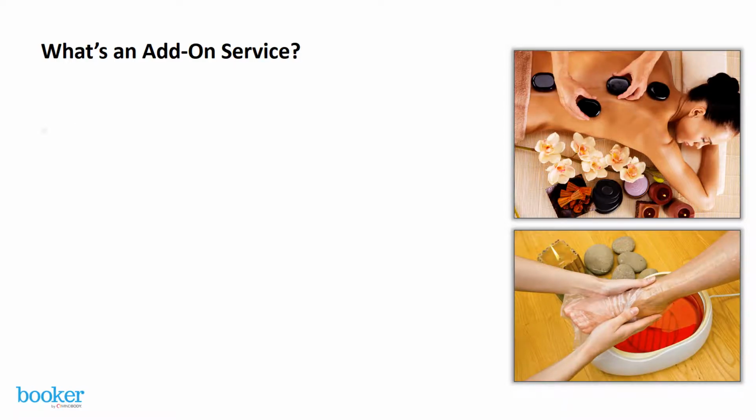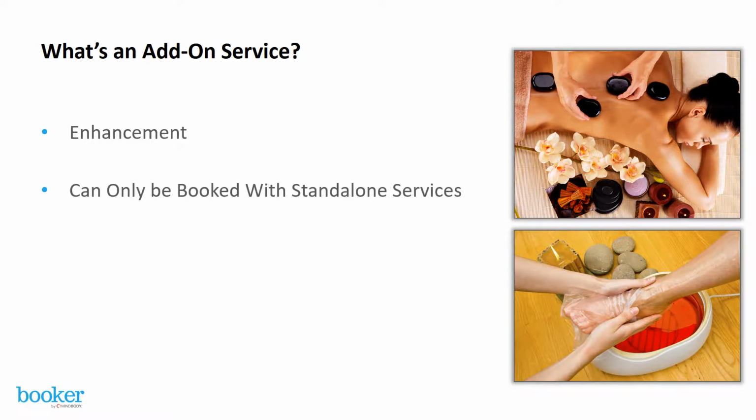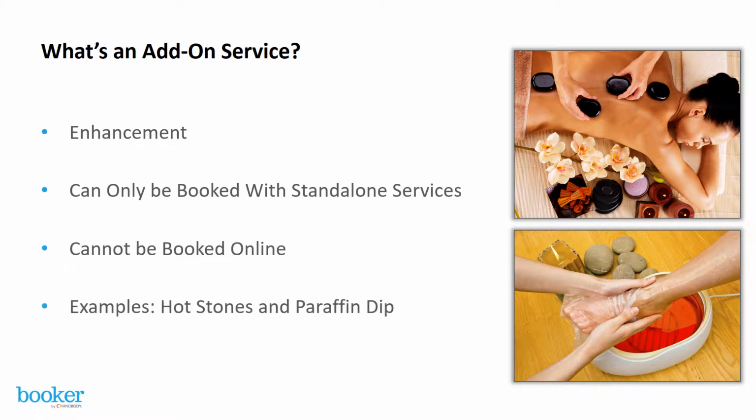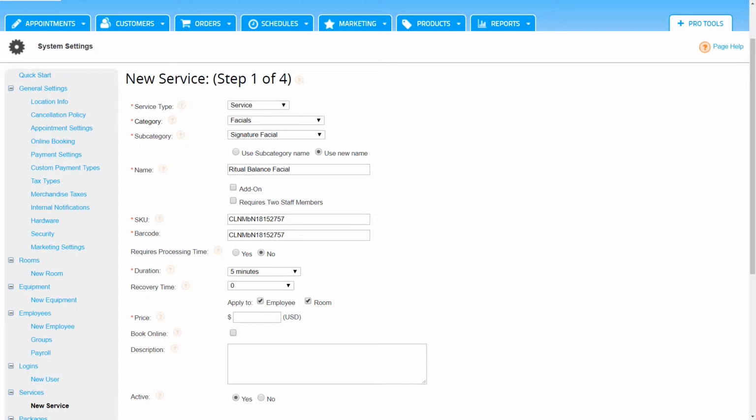An add-on is an enhancement service that cannot be booked alone. It can only be booked with a standalone service. Add-ons cannot be booked online either. A couple of add-on examples are Hot Stones and Paraffin Dip. This facial we are building is a standalone service, and we will want to leave the add-on box unchecked.